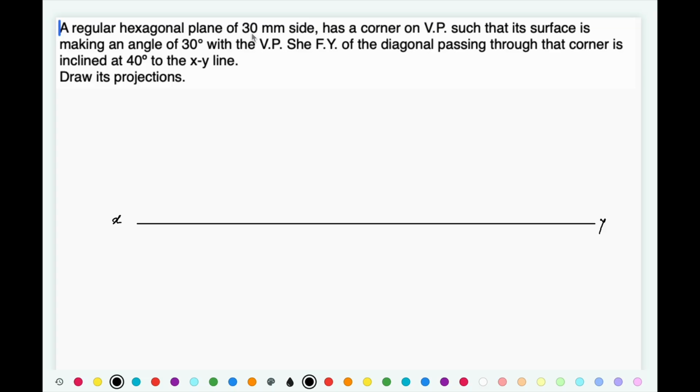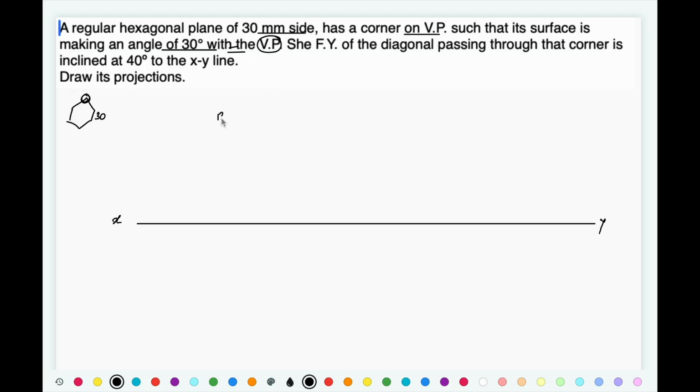A regular hexagonal plane of 30 mm side. The object is a regular hexagon. Side of this hexagon is 30 mm. Has a corner on VP. So now the resting reference is one of the corners, such that its surface is making 30 degrees with VP. So the surface is inclined with VP. It is resting in VP.